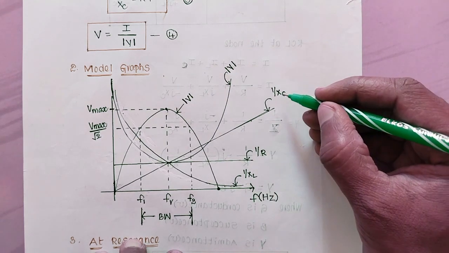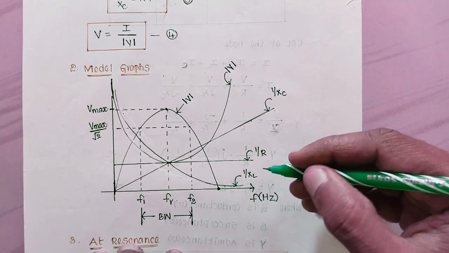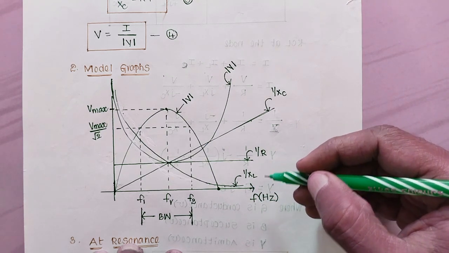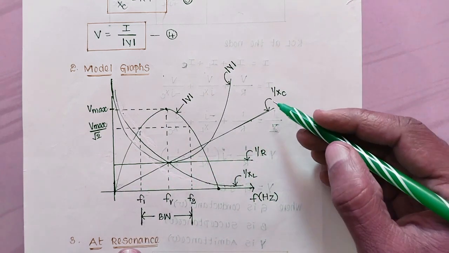Next curve is 1 by XC against frequency. Here we get a straight line passing through the origin. So this is the 1 by XC curve.